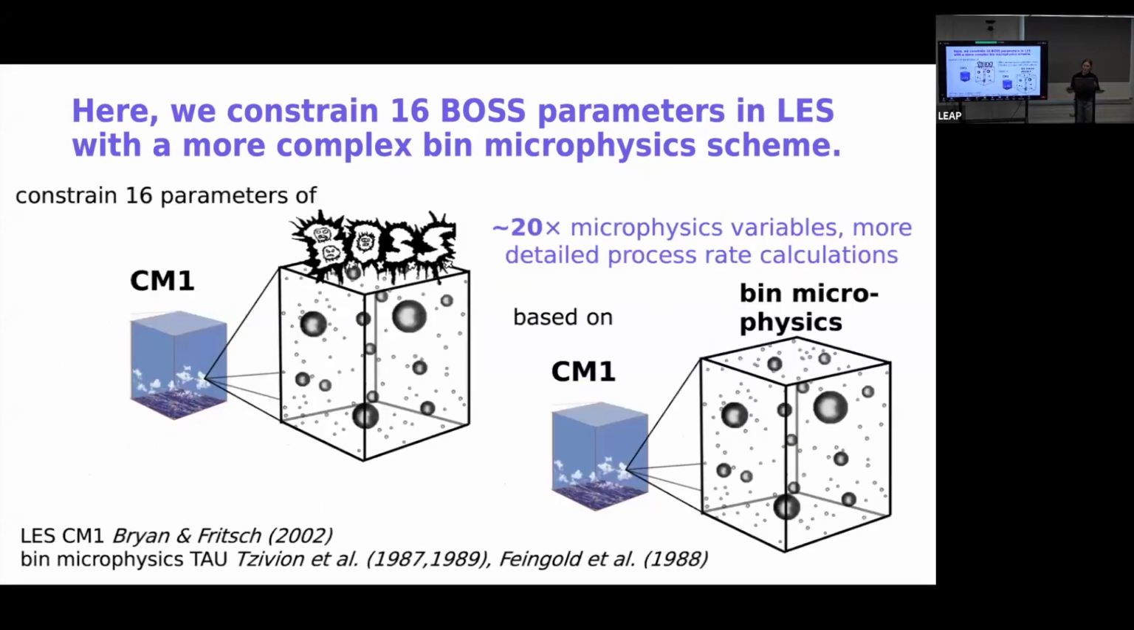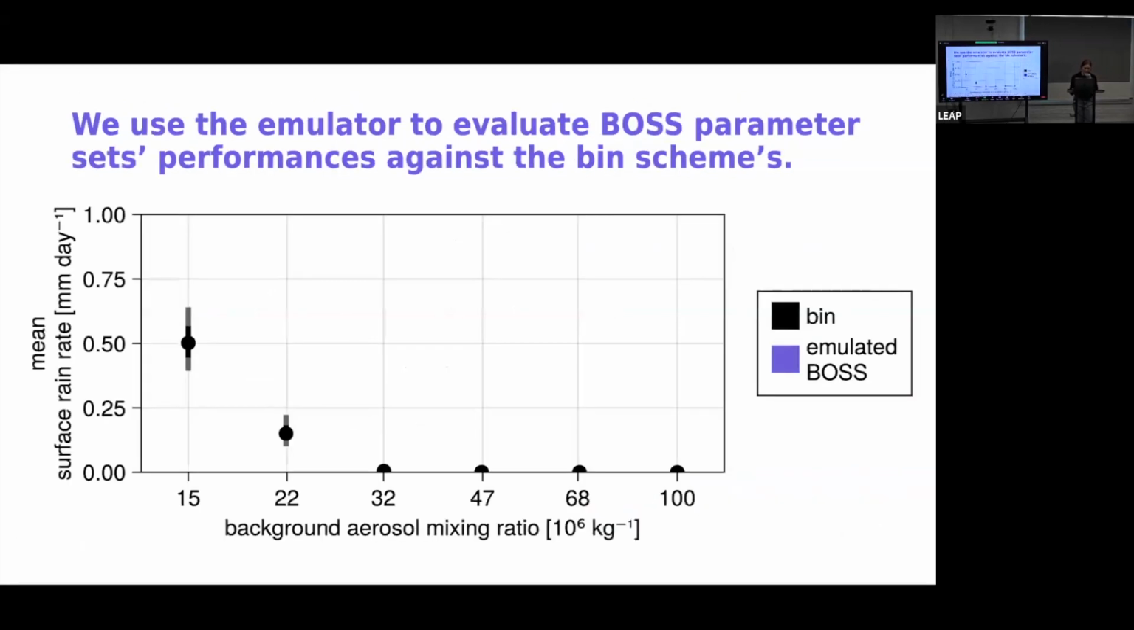If I lost you in all those details, basically the idea is that we are trying to constrain 16 microphysics parameters in a cloud resolving model based on a much more detailed microphysics calculation that has about 20 times more variables and much more detailed process rate calculations. And so I will now show some results.